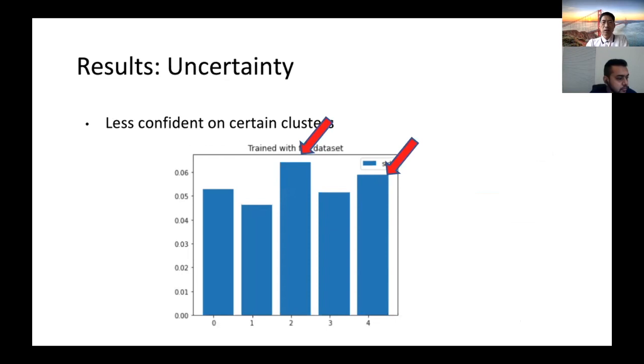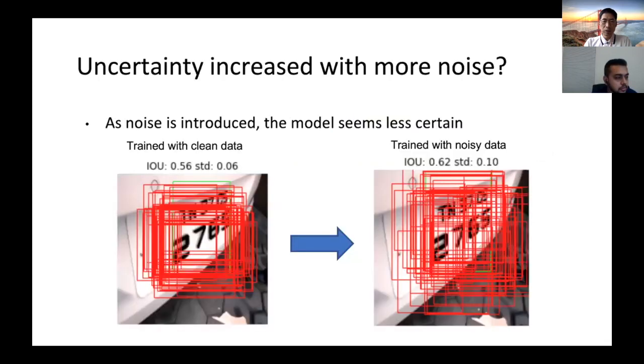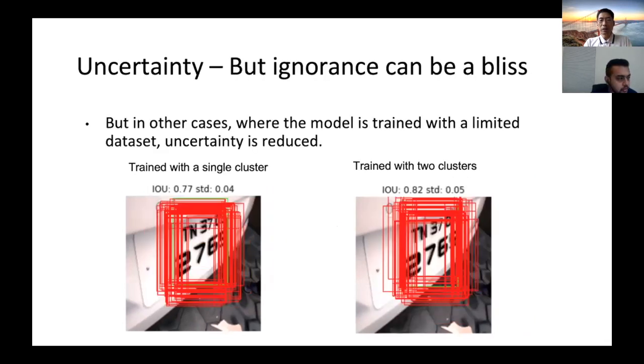For the uncertainty, the normal distribution model gave quite a high variability for the number 2 and number 4 clusters. We see a similar effect as we introduce more noise for certain data. As you can see, when we introduce more noise, the model became less certain about the result. But it wasn't always the case, because if the dataset itself is limited, what we saw was it seems to be overfitting to that particular dataset. So it became more confident regardless of the input.